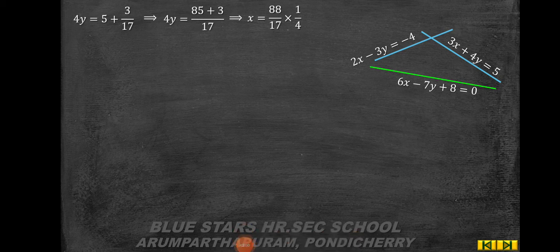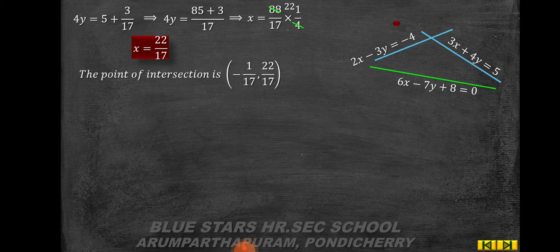That is y, not x. So y is equal to 85 plus 3 is 88 divided by 17 into 1 by 4. Cancelling 88 and 4, we get 22. So the value of y is 22 by 17. The point of intersection is minus 1 by 17 comma 22 by 17. Therefore, the point of intersection is minus 1 by 17 comma 22 by 17.